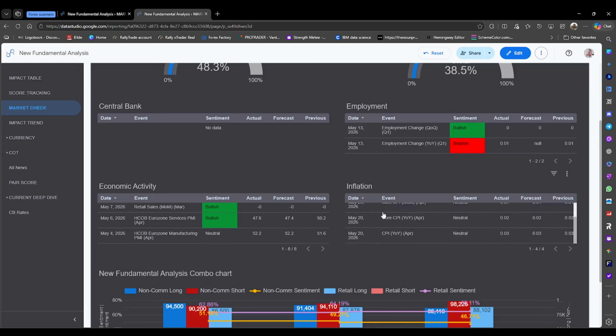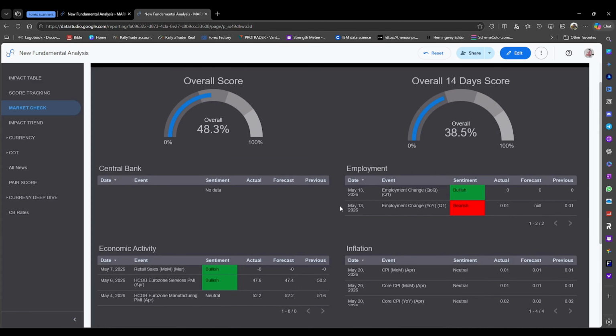And in their inflation data, they've just been meeting targets, not exceeding and not missing it. They just meet targets. So they've been neutral in terms of inflation. So this brings a slightly stable economy, but not so stable because of the bearish manufacturing and services PMI, as well as the bearish employment change year over year.